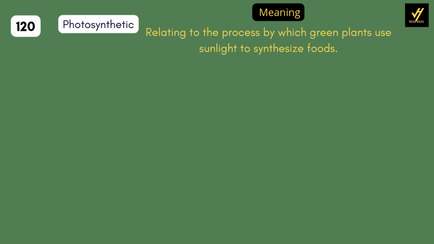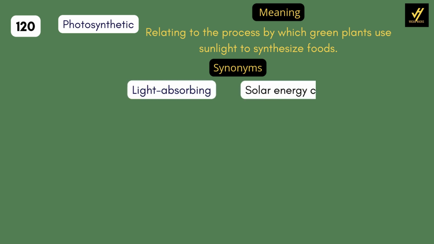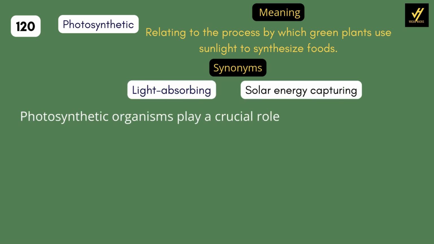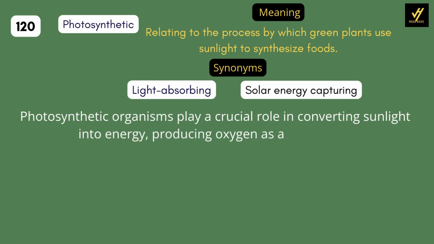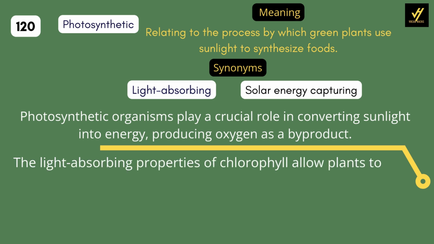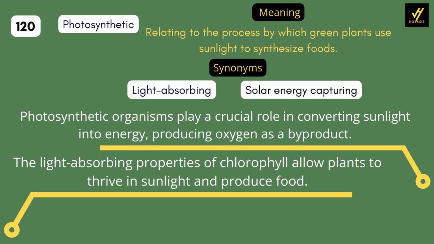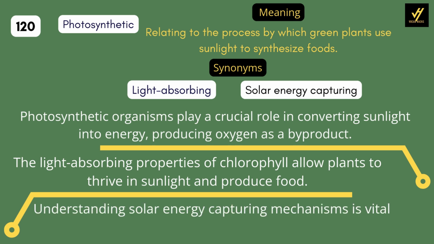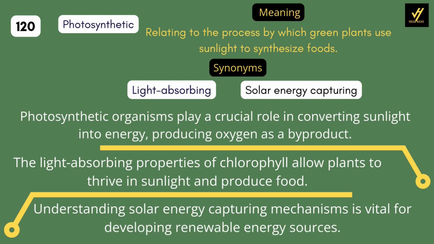Photosynthetic, relating to the process by which green plants use sunlight to synthesize foods. Light absorbing, solar energy capturing. Photosynthetic organisms play a crucial role in converting sunlight into energy, producing oxygen as a byproduct. The light-absorbing properties of chlorophyll allow plants to thrive in sunlight and produce food. Understanding solar energy capturing mechanisms is vital for developing renewable energy sources.